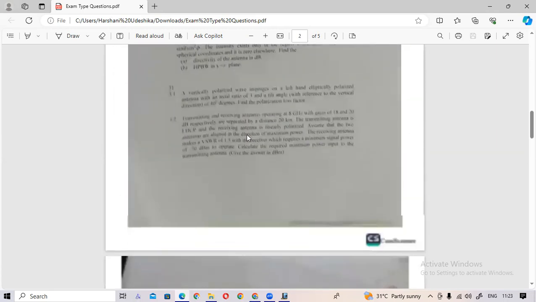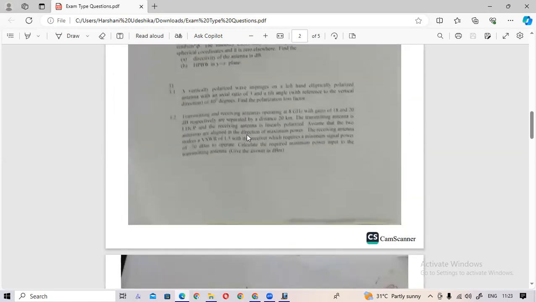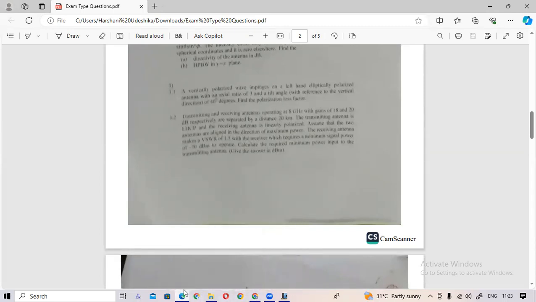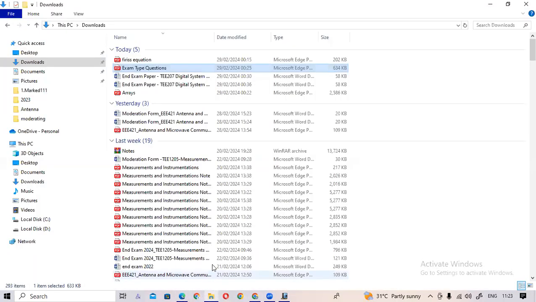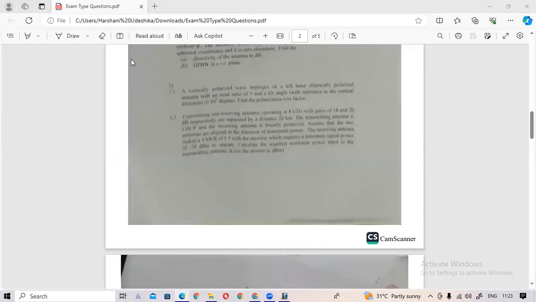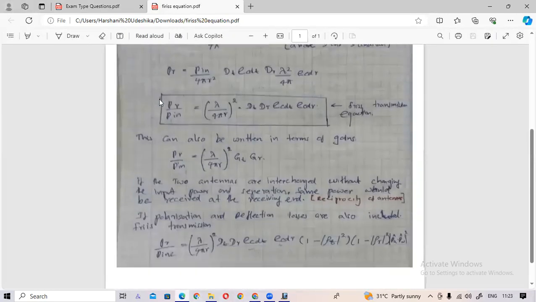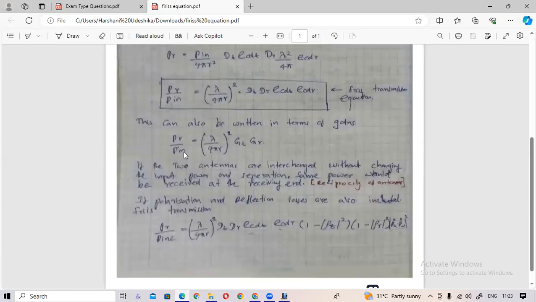Now you will get some question part from the Friis equation. Using this Friis equation, maybe you need not go all through this note.